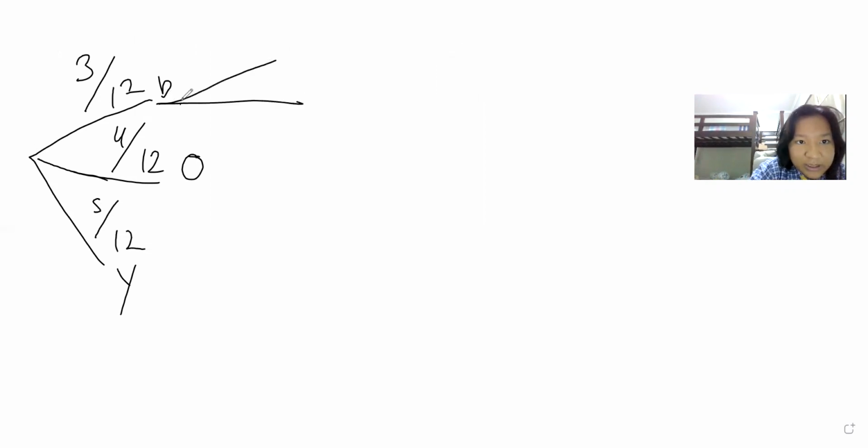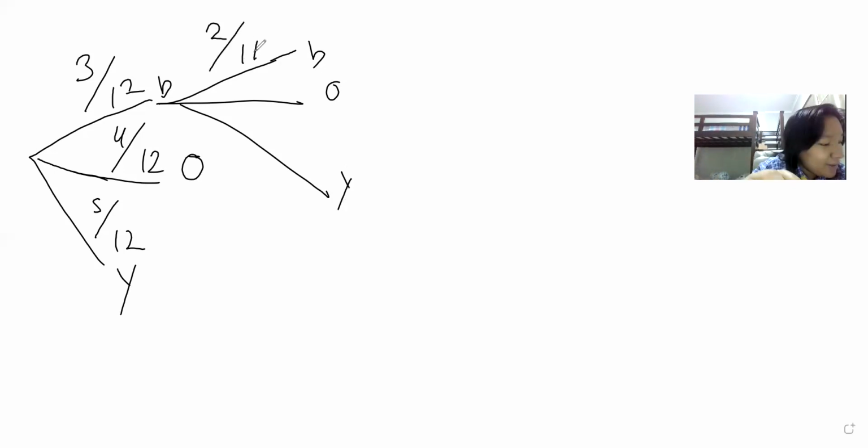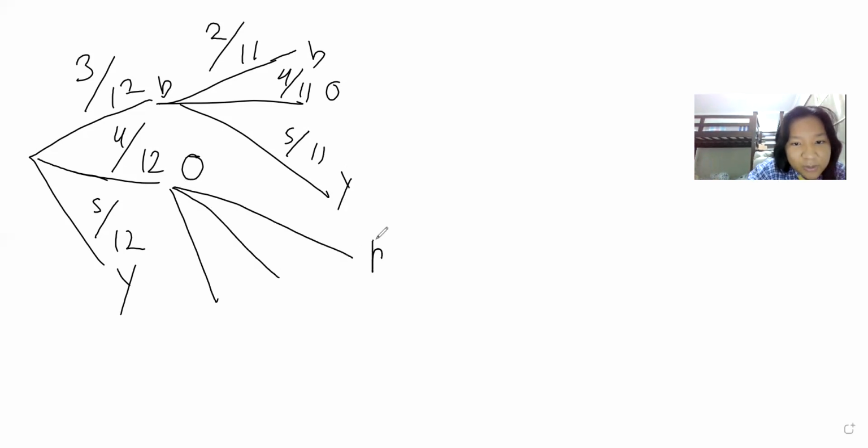The second one, of course, 12, you need to eradicate 1. So 12 becomes 11. For the blue one, I will have 2 over 11, orange 4 over 11, and yellow 5 over 11. For the orange one, it goes like this: blue, orange, and yellow. Orange blue is 3 out of 11, orange orange is 4 out of 11, and then orange yellow is 5 over 11.